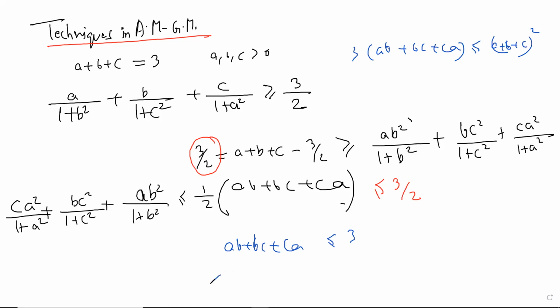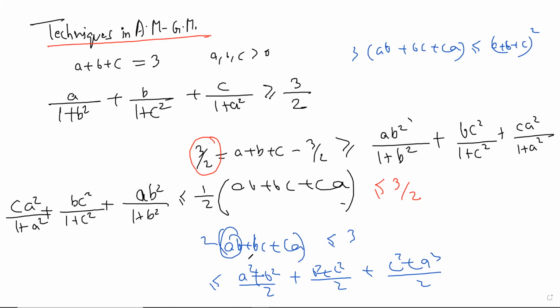This is less than a square plus b square by 2. BC is less than b square plus c square by 2, and CA is less than c square plus a square by 2. Then you do 2 times this, right? And you add a square, b square, all that. So basically, you can do it, and then you'll see that this follows from there.